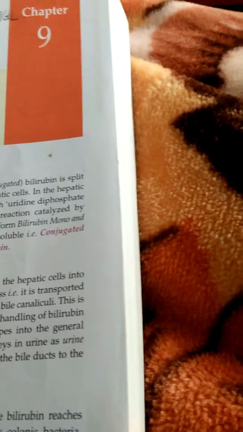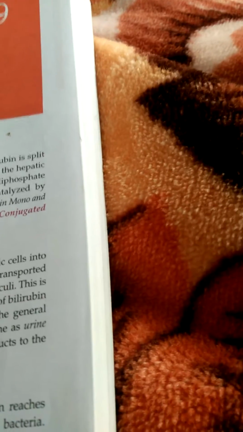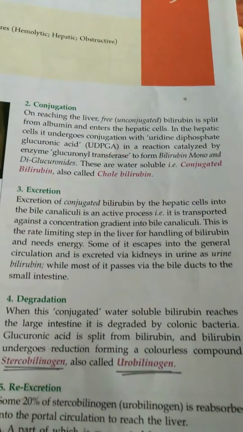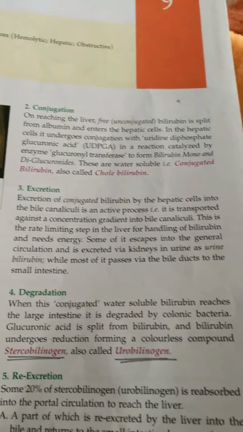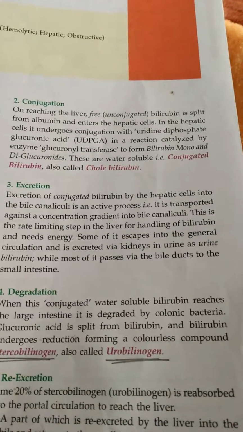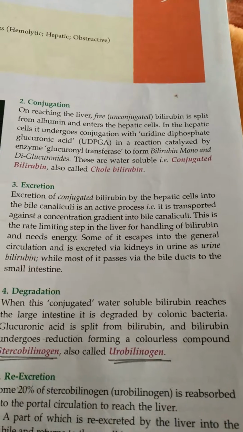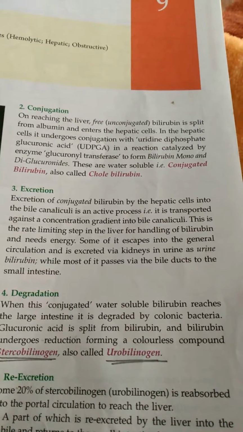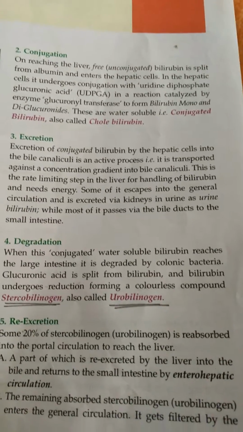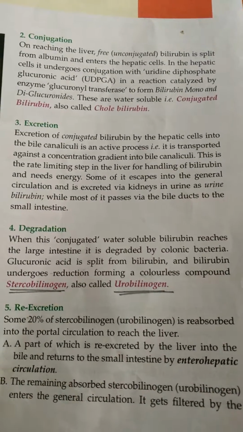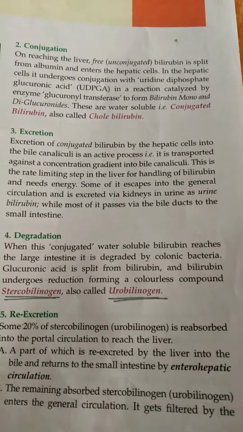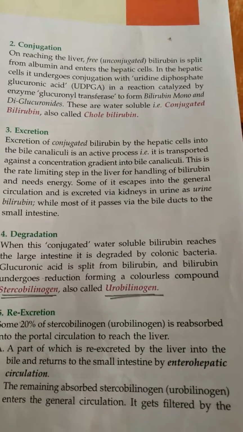Now, what happens? Excretion of conjugated bilirubin by the hepatic cells into the bile canaliculi is an active process. That is, it is transported against a concentration gradient into the bile canaliculi. This is the rate limiting step in the liver for handling of bilirubin and needs energy. Some of it escapes into the general circulation and is excreted via kidneys in urine as urine bilirubin, while most of it passes by the bile ducts to the small intestine.